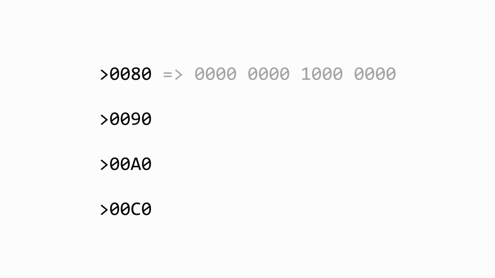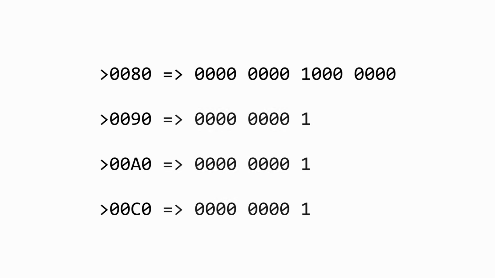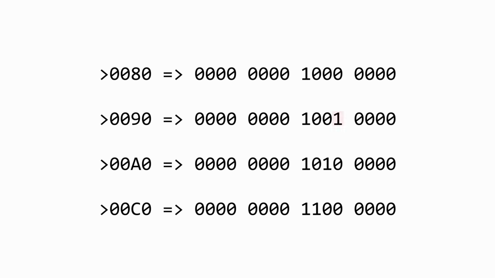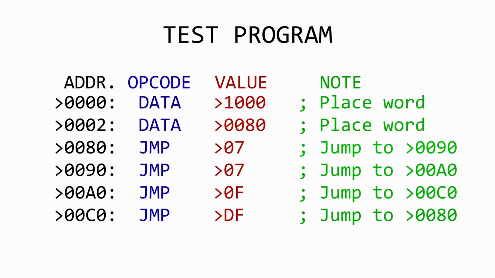So why did I choose these specific memory addresses to do unconditional jumps to? Well, if we look at the actual binary of these memory addresses, bit 7 should always be set, but bits 4, 5, and 6 should be set in sequential order without ever overlapping each other. So we go 1001, 1010, 1100. So we should be able to put a scope on those three memory address bits and see them toggle sequentially without ever overlapping. But we've got to take this: jump 07, jump 07, jump 0F, jump DF.